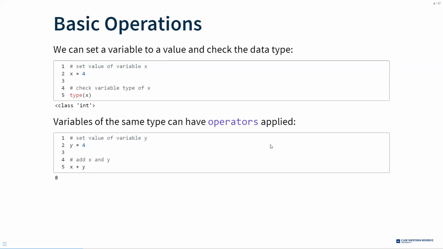And then below, we give a demonstration of how we can take our variables and apply an operator between them. You can think of an operator as something such as addition, subtraction, multiplication, etc. So basically, applying some kind of operation between two variables. In this case, we create a second variable named y. So we have x equal to 4. We have y equal to 4. We can add x and y together, and you can see at the bottom that it returns 8.